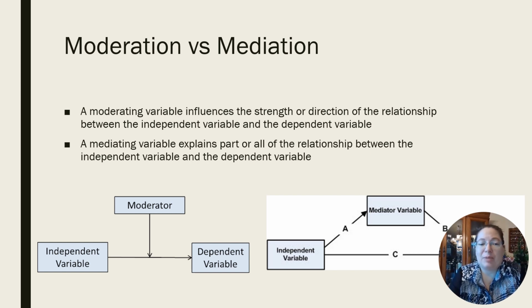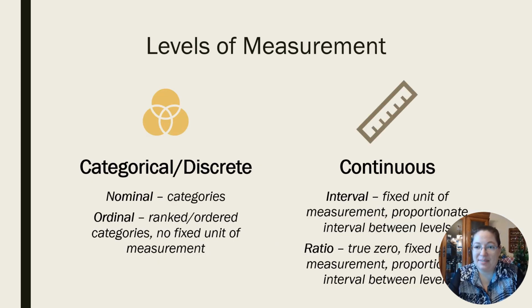A mediating variable explains part or all of the relationship between the independent variable and the dependent variable. An example would be that your grades might impact your level of happiness. However, that's likely mediated by self-esteem. If you have high self-esteem, even if you have low grades, you're still going to be happy. The grades are not going to impact you that much. So in that case, having self-esteem explains away part of that relationship between grades and happiness.